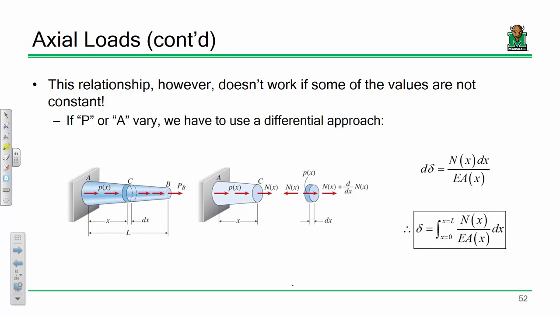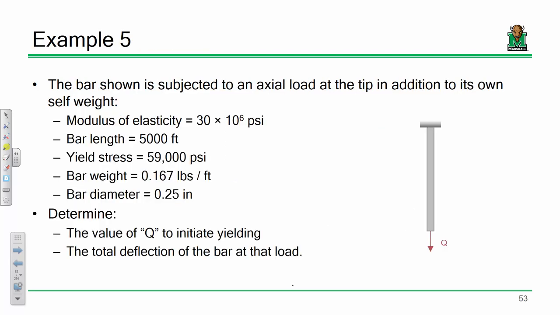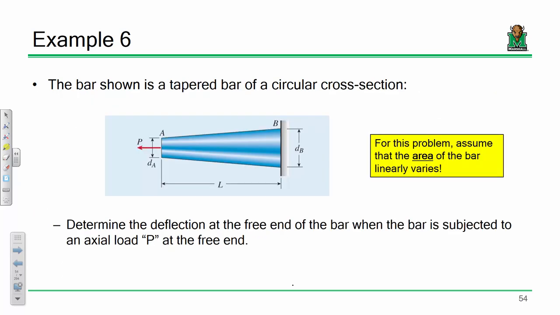Now, if you have a constant area and a constant load, then you don't have to worry about calculus at all. But if you do, you've got to break that out of it. Now, we did a couple of examples. Example 5 was a situation where the load varied, and it was a pretty realistic example of load varying, which is basically looking at the self-weight of the bar. As the bar gets longer, it gets heavier, so that's where the load varies. And then we did this one where the area varies.